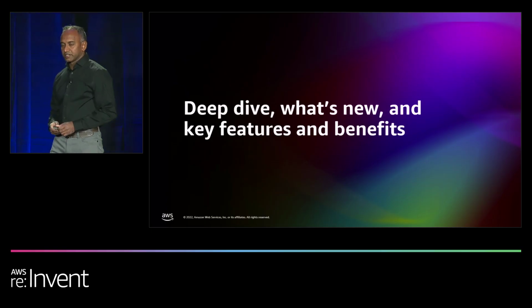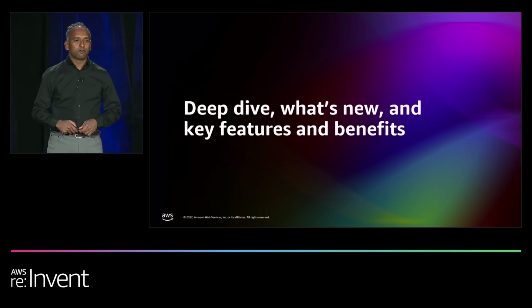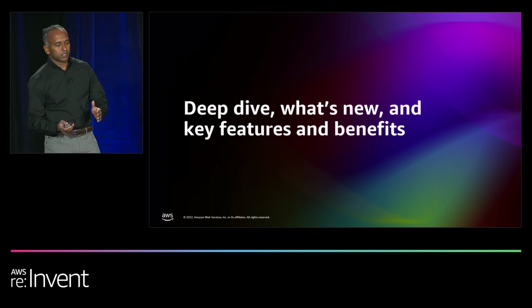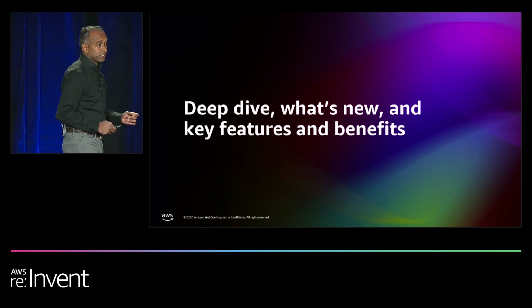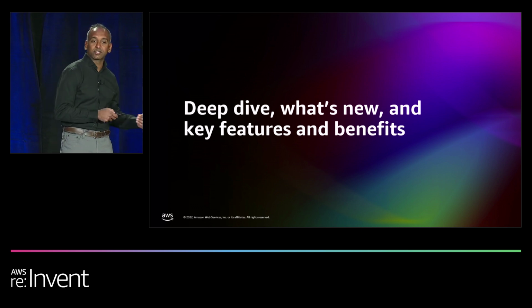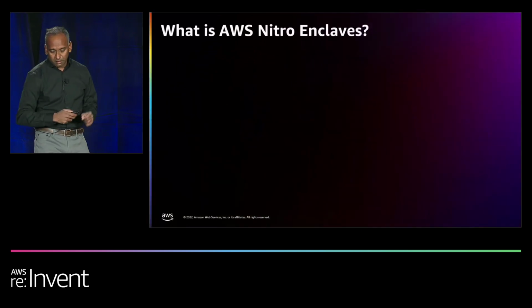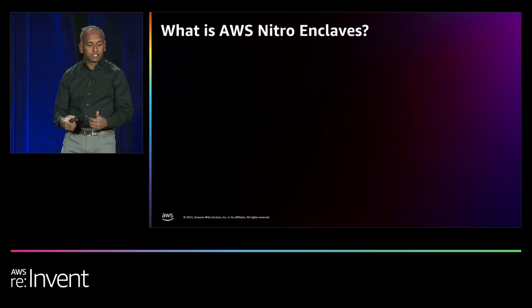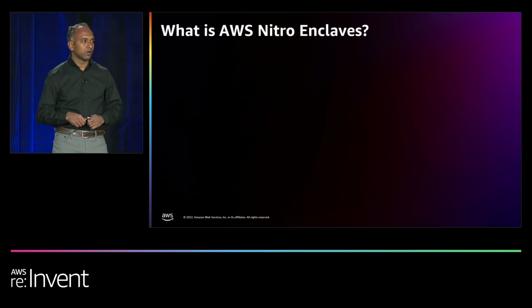Okay, so we heard about the Nitro system, about how it addresses dimension 1 of confidential computing that I had defined earlier. Let's switch gears and talk a little bit about how we address dimension 2, the foundation of which is still the Nitro system that you heard about. But to address dimension 2, we have a different EC2 feature called Nitro Enclaves. What is AWS Nitro Enclaves? What does it give you?